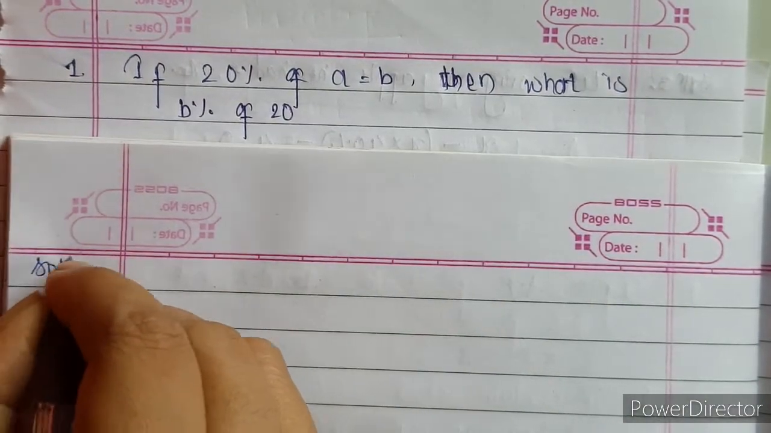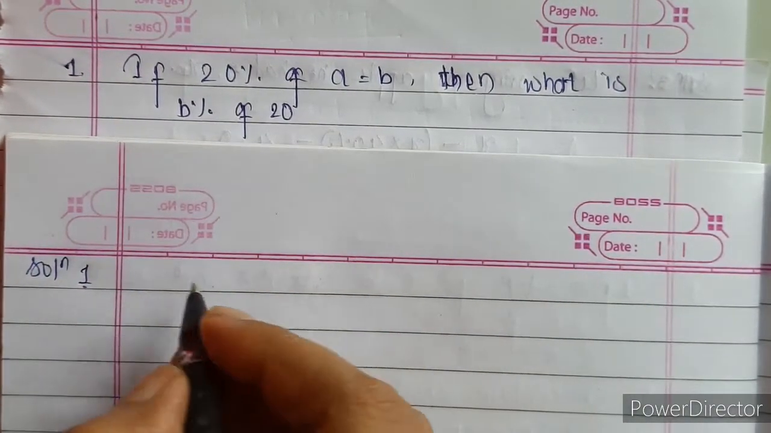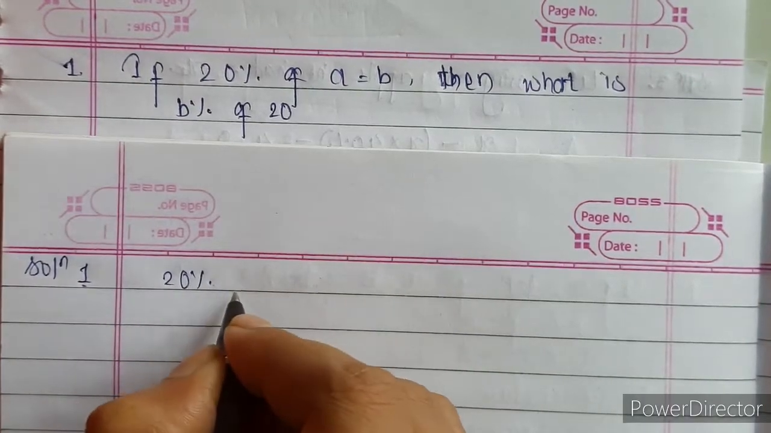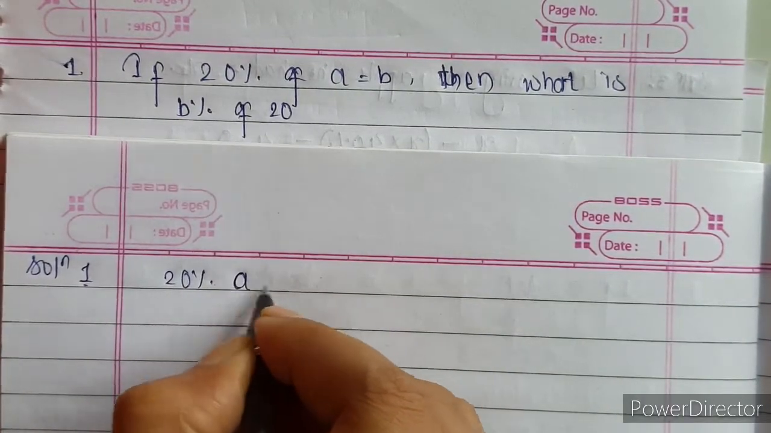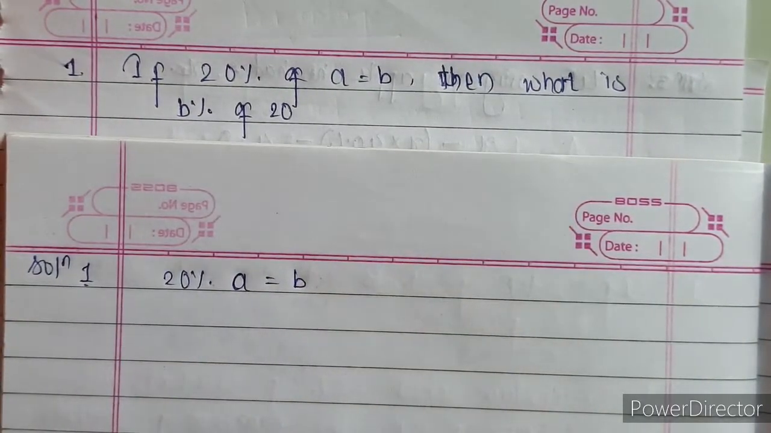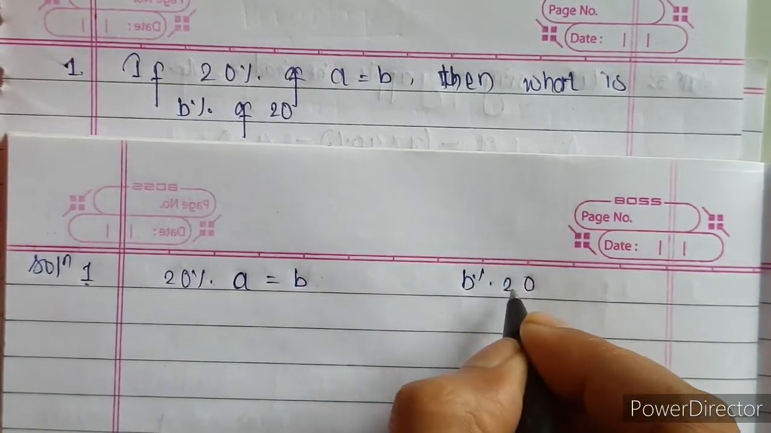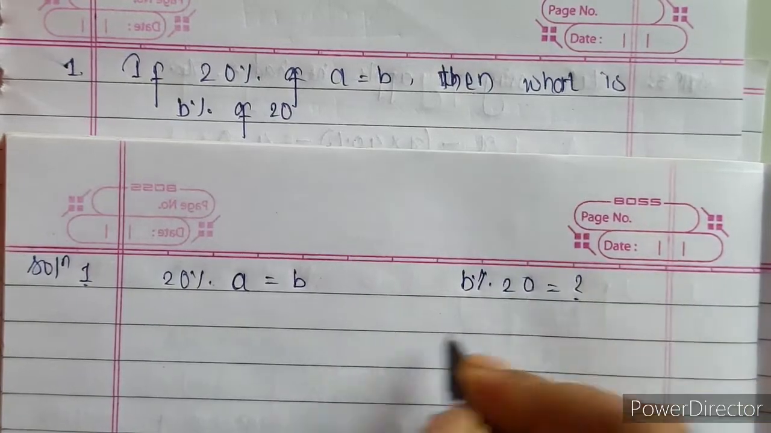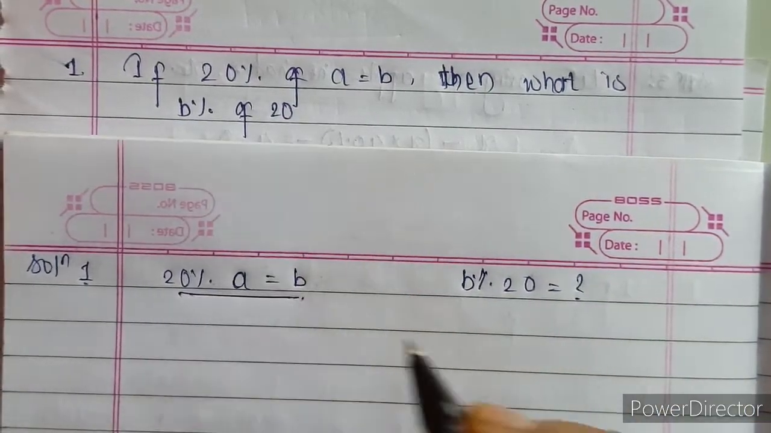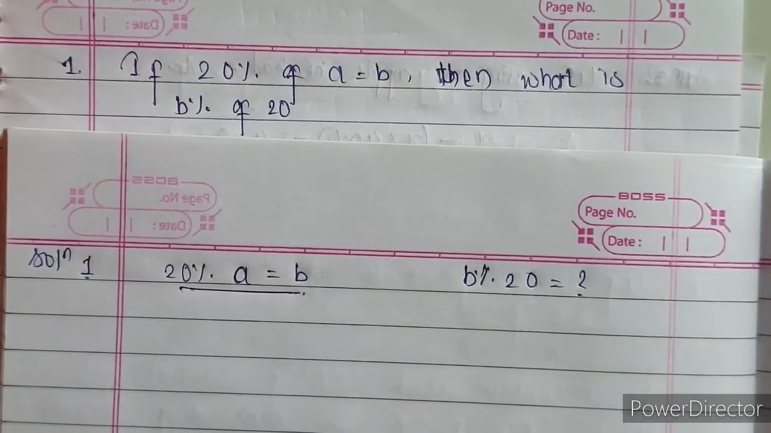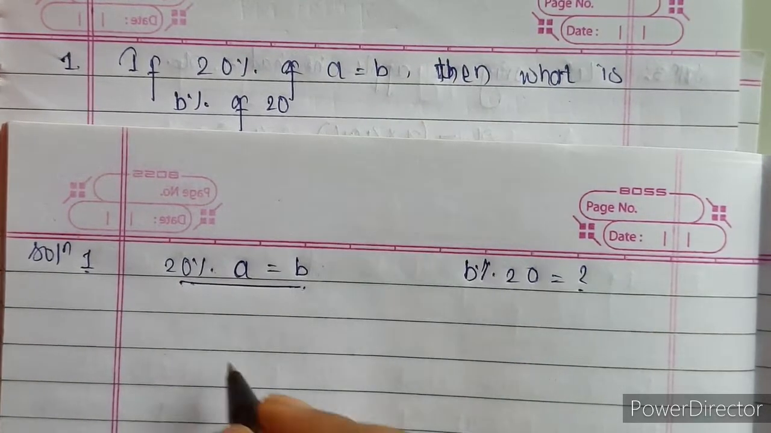Okay, so what is given here? Solution of first one. 20% of A is given as B. And what we have to find? We have to find B percent of 20. This is what we have to find, and this is given. So 20% of A is given as B.